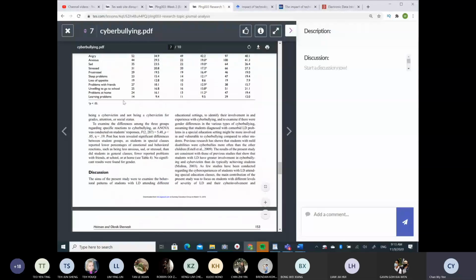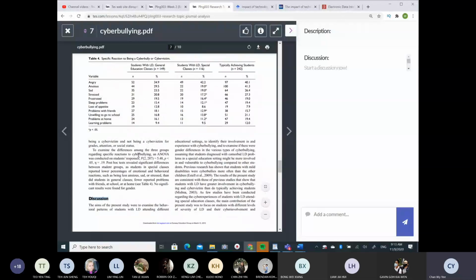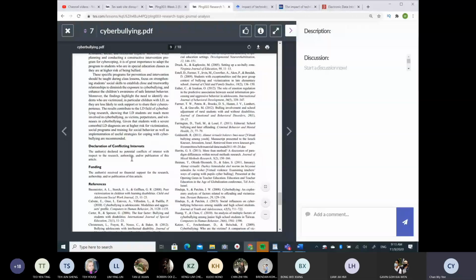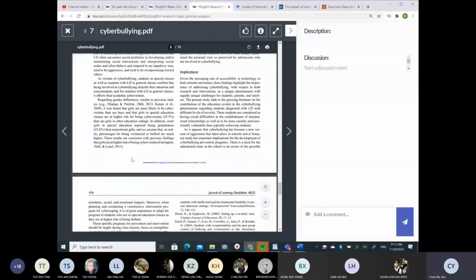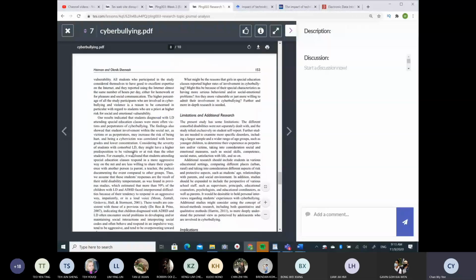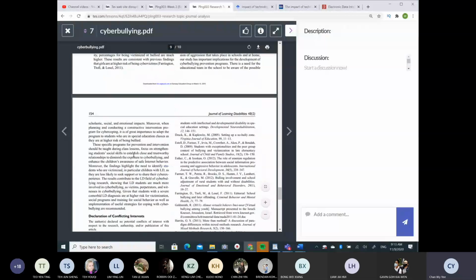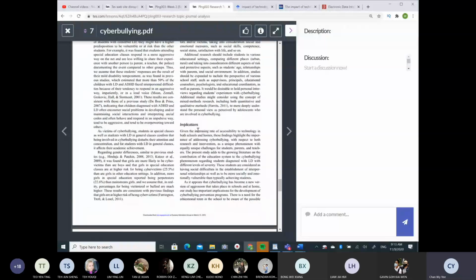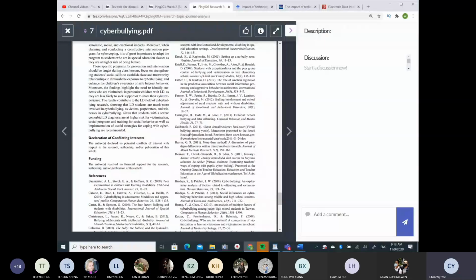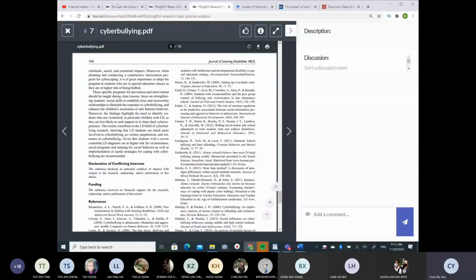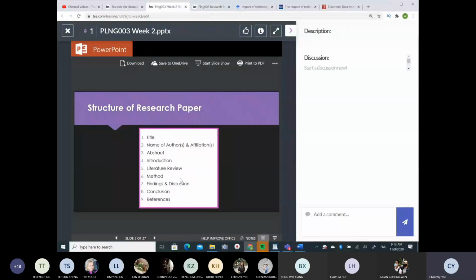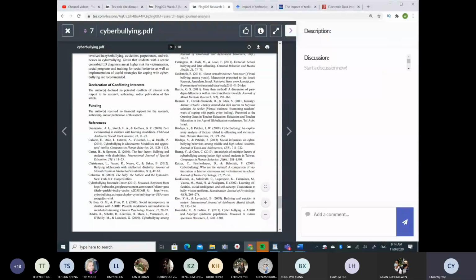Okay, their findings and discussion, right? So they call it results and discussion, and then they didn't call it conclusion, they call it implications. Okay, so different authors will use different terminology, so you must be able to identify them. After conclusion you can see references.